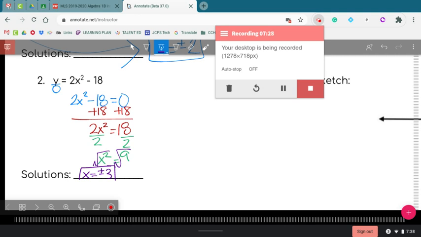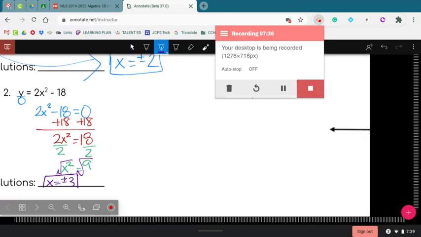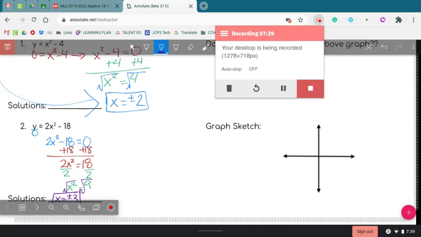And if you would graph this on a calculator, your vertex is going to be at (0, -18). So that's going to be way down here somewhere. And then you have negative 3 and positive 3, and this is just a sketch. So your graph is going to look, ooh, that's really bad.